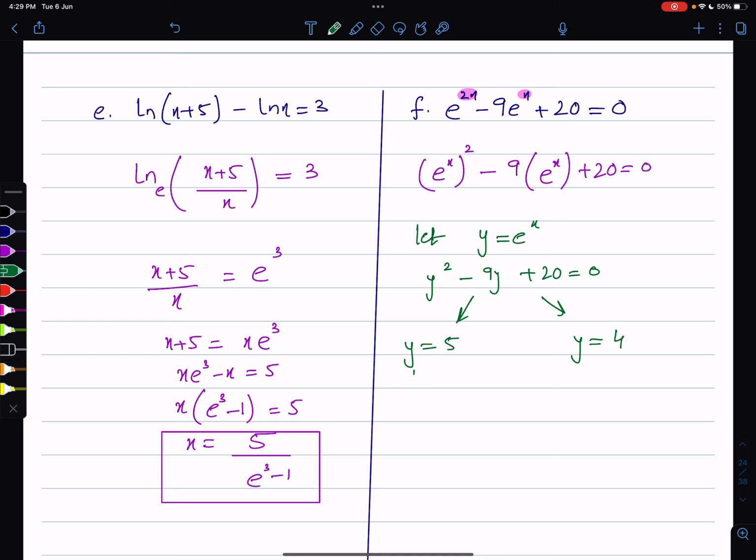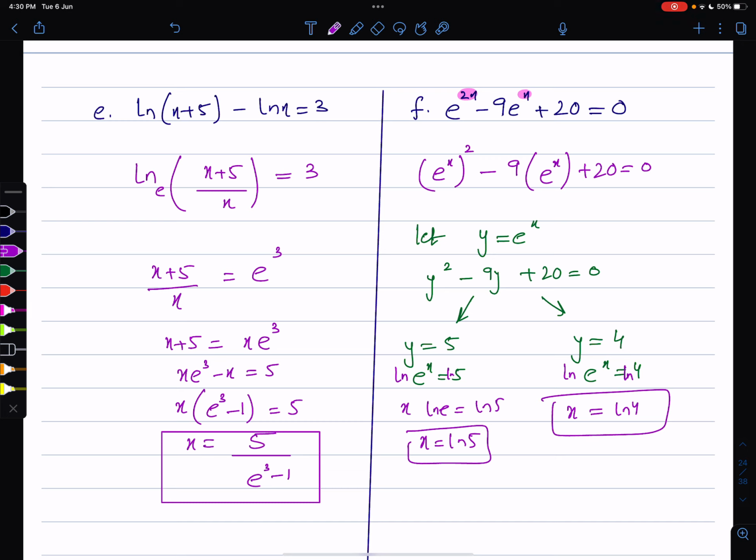So this means that e to the power of x is equal to 5 and e to the power of x equals 4. We are going to solve these equations by applying logs on both sides. So x ln e equals ln 5. So the x value is ln 5, and taking ln on both sides, the x value is going to be ln 4. So these are the two solutions for this equation.